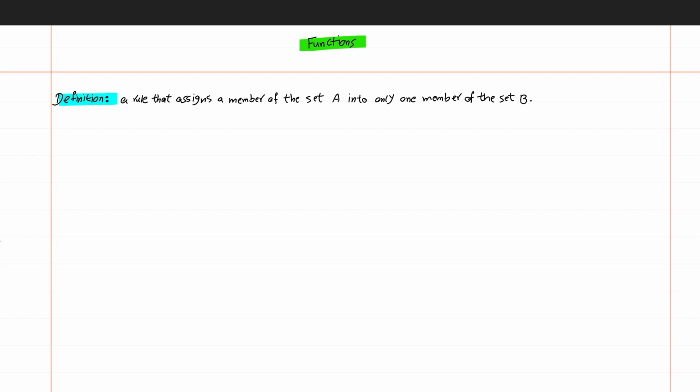So before we go on to talk about functions, let's go ahead and define what a function is. A function is a rule that assigns a member of the set A to only one member of the set B. Basically, what that means is that this here is a function. Let's call it f of x. This plot is a rule that assigns a member of the set A, in this case the set x, to a member of the set y.